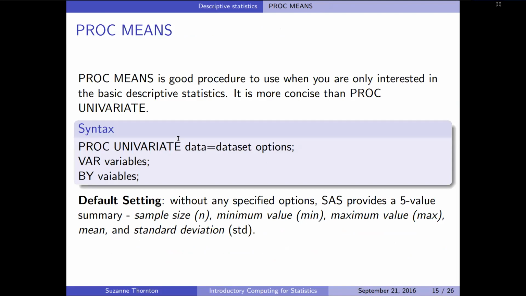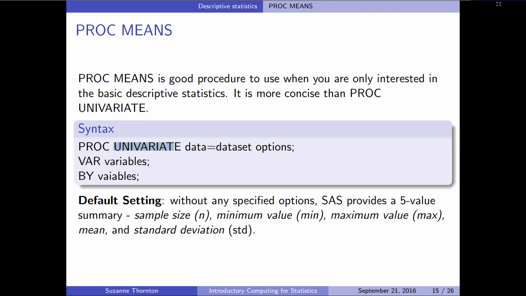Now we move on to the second step, the MEANS procedure. The means procedure is a good procedure to use when you are only interested in the basic descriptive statistics. It is more concise than the univariate procedure. So basically, what is produced in the means procedure will generally also be included in the results of a univariate procedure.